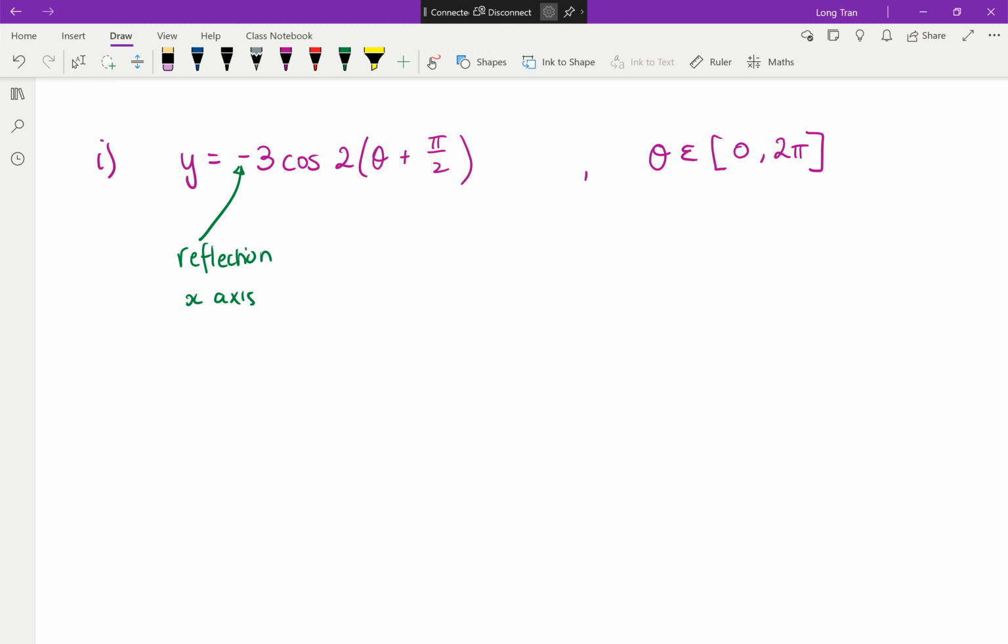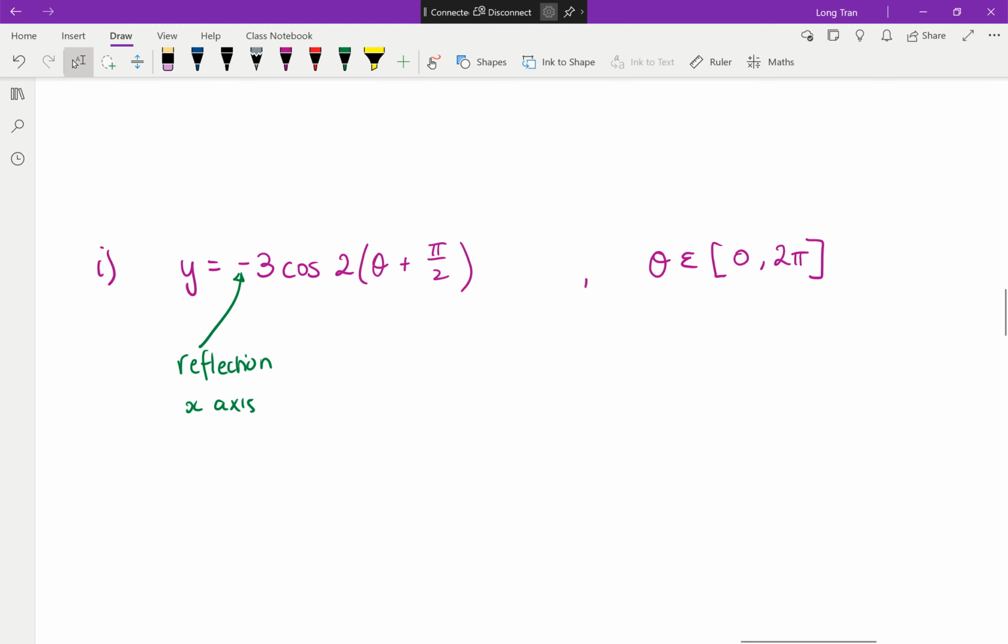We know it's a cos graph. Now, normally a cos graph looks something like this. That's what a normal cos graph would look like. So if you flip it, you expect it to look something like this now. That's roughly the shape, approximately, between 0 to 2 pi. But remember, there is a translation as well.